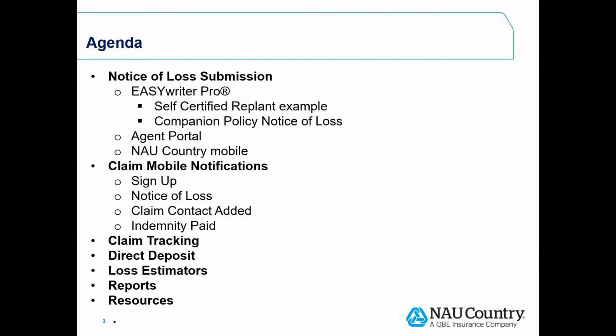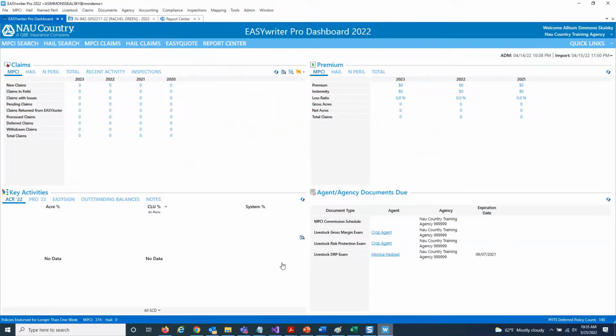All right, so the first thing I'm actually going to do is get out of my PowerPoint presentation into EASYwriter Pro. Okay, so the first thing we're going to talk about is how you can submit a notice of loss here in EASYwriter Pro. And there's a couple of ways you can start that process.